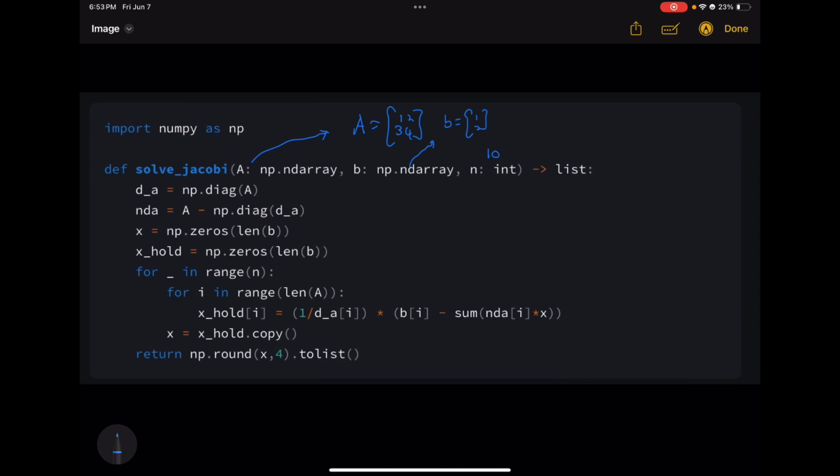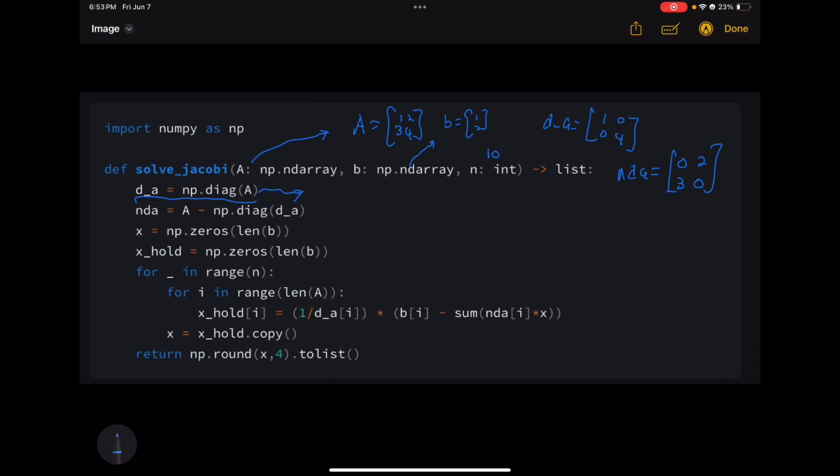Okay, so first things first, we'd get the diagonal matrix of A. So that would look like this in our example. D of A would equal 1, 0, 0, 4, so just the diagonal points. And you're going to see why this is useful later on in the code. And then we would also get NDA, as I called it, which is basically everything that's not on the diagonal. So this would be 0, 2, 3, 0.